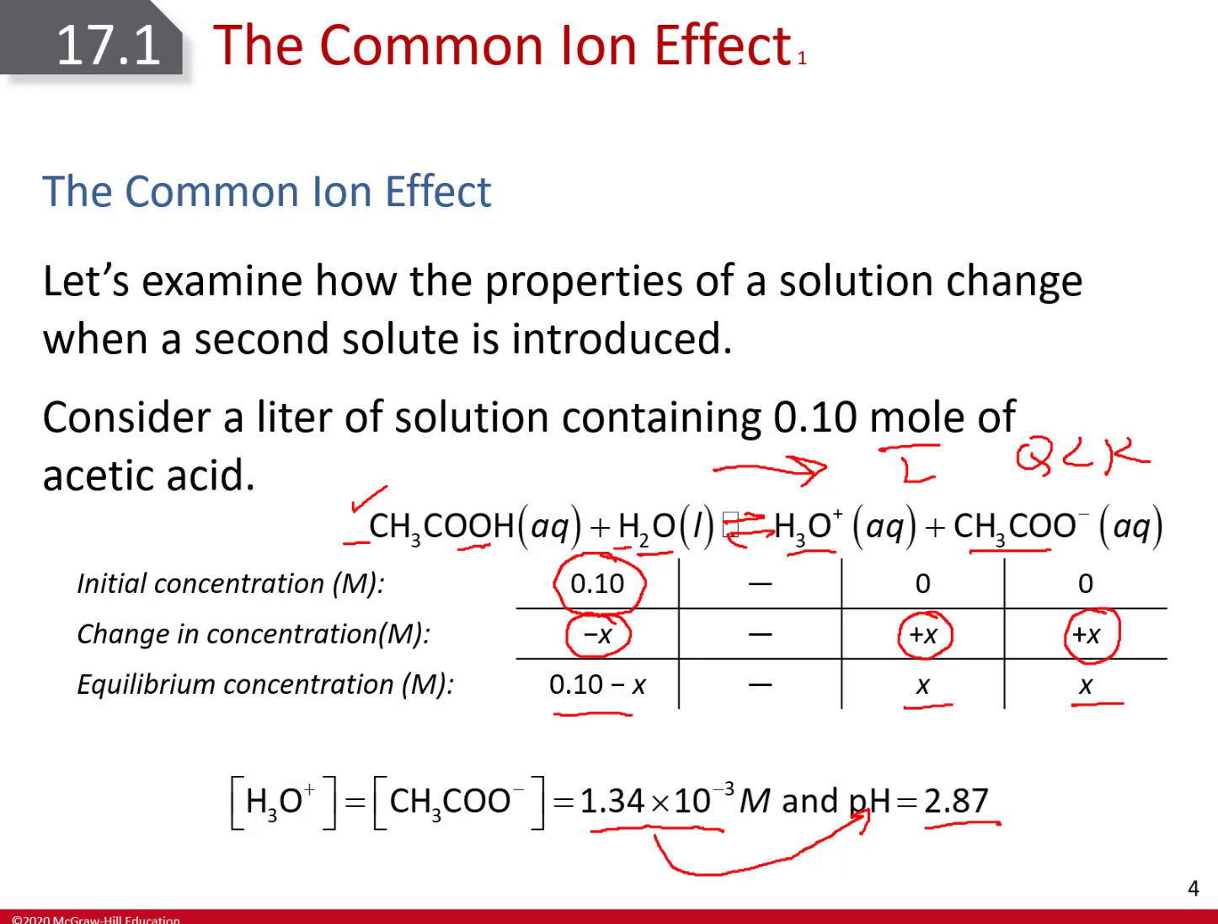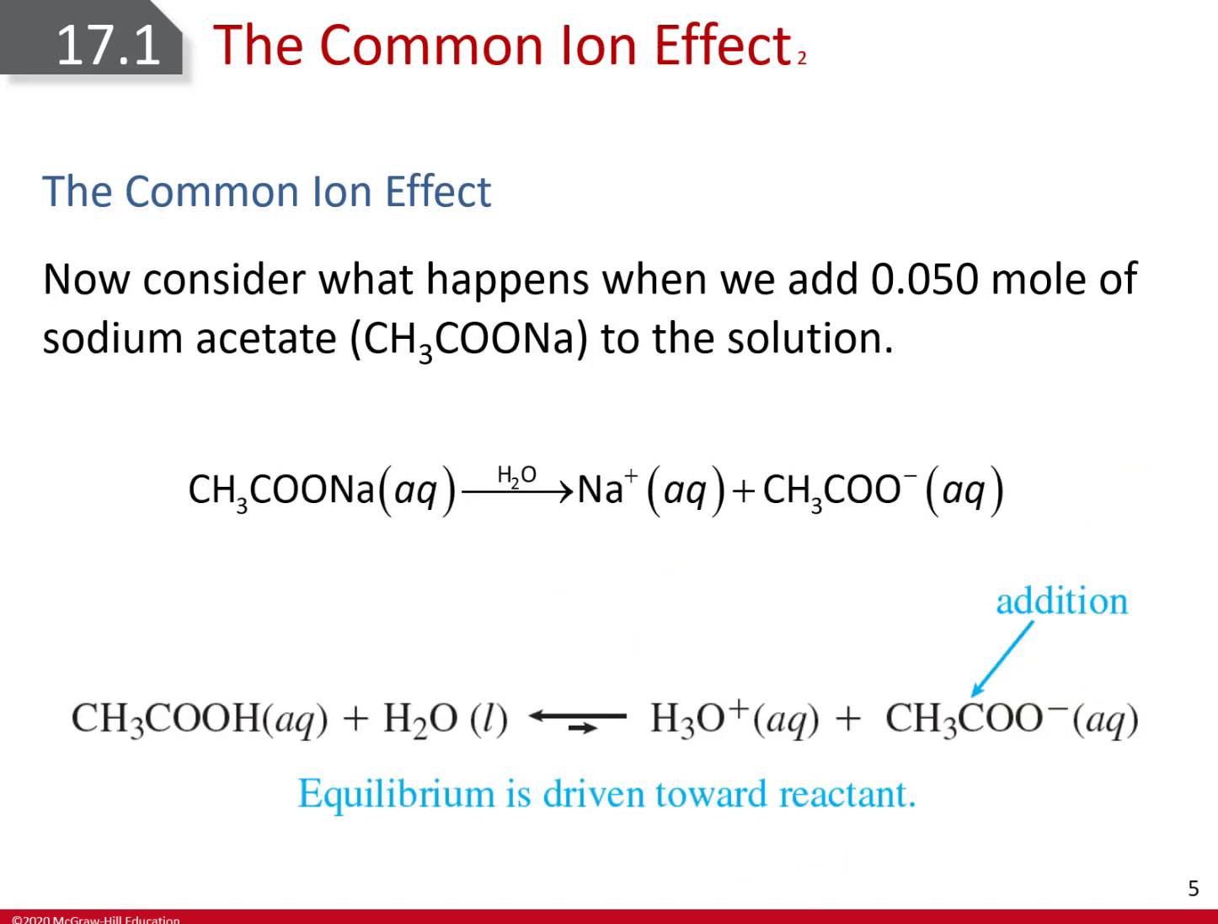But the reason why we're doing this is that we're going to throw a variable in here. What would happen if I added 0.050 moles of sodium acetate? Sodium acetate is a salt. It is a sodium ion and the acetate ion, so it's an ionic compound. When we put the ionic compound in water, it dissociates into the sodium ion and the acetate ion, and we know they're dissolved in water. It says aqueous here.